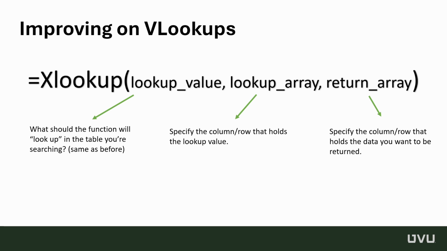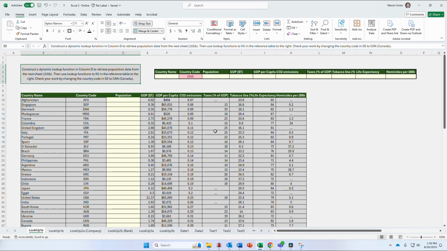So let's try this out. In this first example, we will be working with a country-level data set. Our ultimate objective is to produce a reference table over here that will dynamically update if we change the country code in cell G5. But before we can do that, our table is incomplete. Column D, which holds population data, is missing. Let's assume new population figures were just released and we need to update this column. This data is stored in the very next sheet, Lookup 1B.